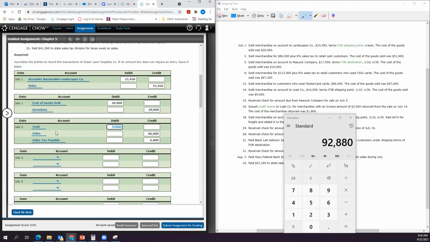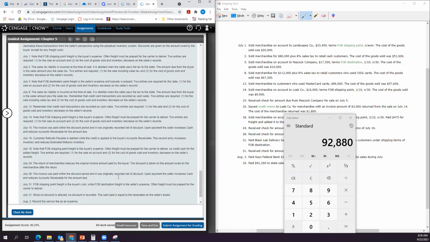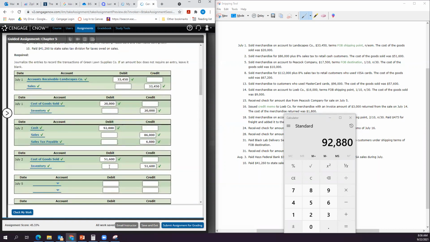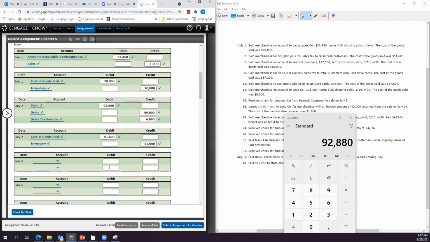Then in addition to this, this is the amount we received from the customers, and now we have to record the costs. So we're going to have our cost of goods sold, and our inventory going down by the cost of goods sold, which was $51,600. We can do a check, make sure we're on the right track. It looks like we're all good. It's good when the teacher's on the right track. Not to say I don't make mistakes, but I've done this a few times, so I should make fewer mistakes.